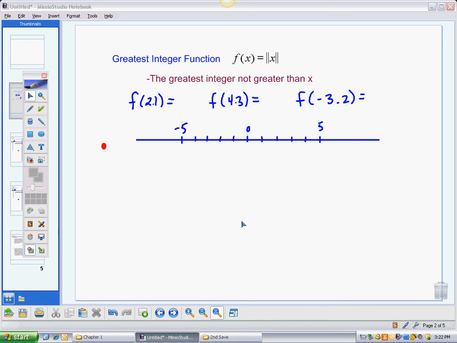Hi, I wanted to create a quick video on some of the functions we've been studying this week. The first of those is the greatest integer function. This function takes an input x and gives us out the greatest integer not greater than x.